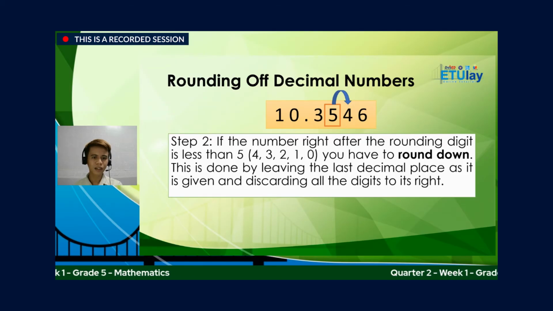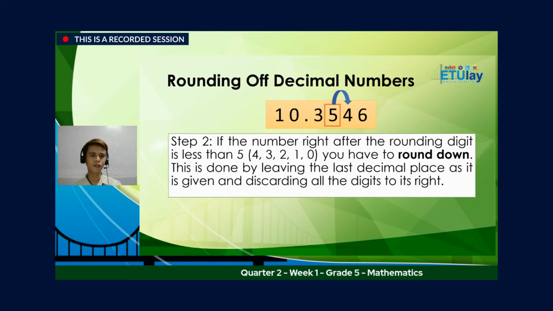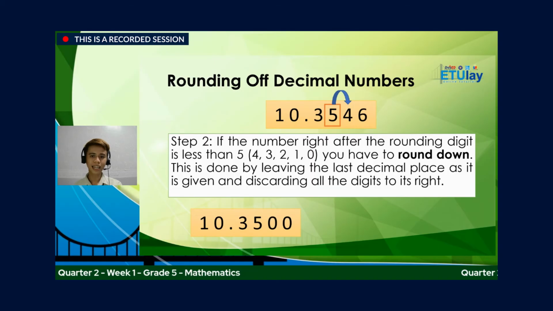So itong 5. Sabi dito kasi 'di ba ililive natin siya, pwede natin siyang iwan. So magiging siyang 5 pa din. And nakalagay dito ay to discard all the digits to its right or pwede natin siyang gawin as 0. So yung 4 magiging 0 din, pati na din yung 6. So our answer is 10 and 3,510 thousandths. So, paano natin masasabi na nag-round down siya kung pareho pa din naman ang ating rounding digit?